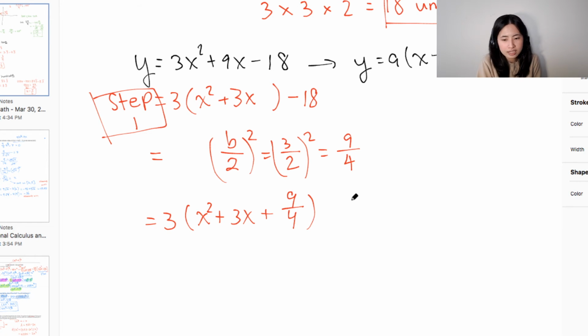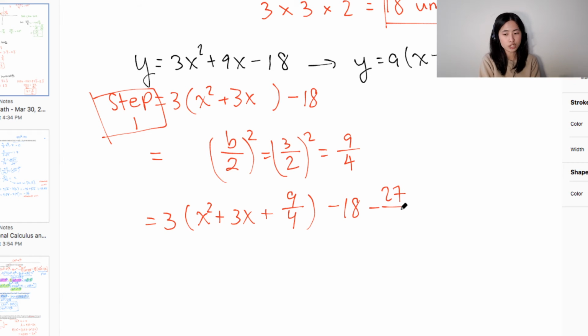So once you've added the 9 over 4 and you still have the negative 18 over there, you're going to take 3 times 9 over 4. So 3 times 9 over 4 is equal to 27 over 4, when you multiply this and this. And the reason why I'm subtracting is because when you have this and this, it's a positive number. It's positive 27 over 4.